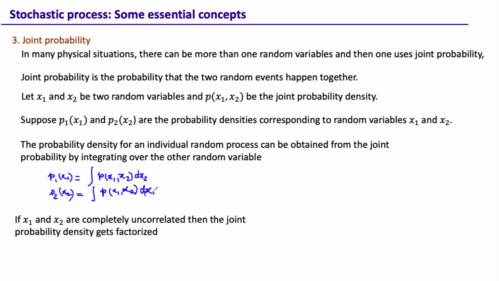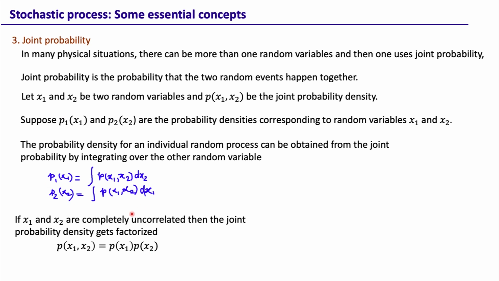Now if x1 and x2 are completely uncorrelated, for example, there can be physical situations where these two are completely uncorrelated random events, and in that case the joint probability density p(x1, x2) actually factorizes as p(x1) p(x2). So this is a simple fact.